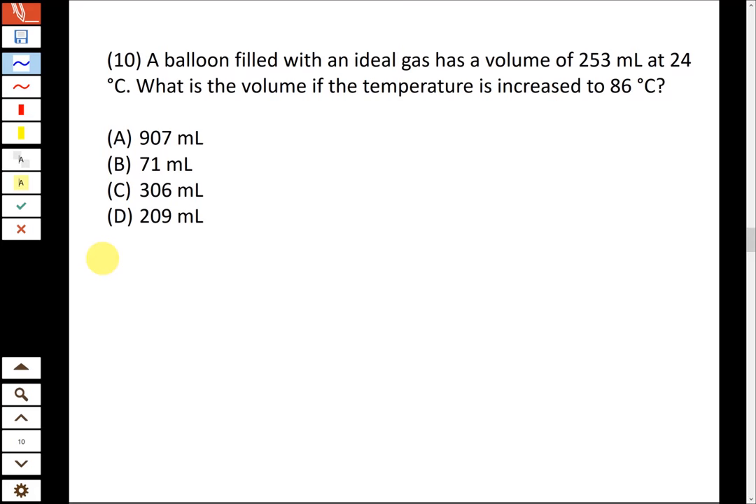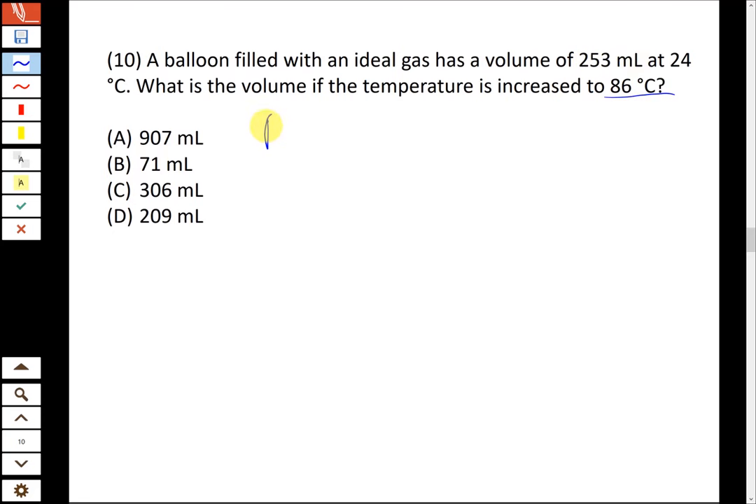So a balloon filled with an ideal gas has a volume of 253 milliliters at 24 degrees Celsius. What is the volume if the temperature is increased to 86 degrees Celsius? So in problems like this where you're changing something about a gas, so we have an initial volume and initial temperature. We're changing the temperature and we want to know what is the new volume. We have a bunch of relationships for that. This would technically be Charles's law because it's volume and temperature.